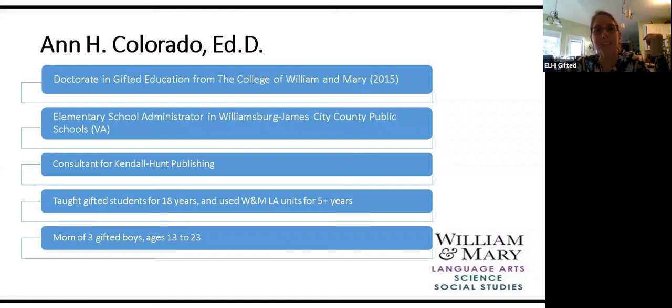ability learners. I'm now an administrator though, so I've gone to that side, some people say, and I'm an elementary school assistant principal here in Williamsburg, Virginia. And I'm also the mother of 3 boys. All of them have been identified gifted when they were in elementary school. And the oldest one is 23 now, and then I have a 20-year-old and a 13-year-old. So it's been really important for me to see gifted ed and teaching high ability kids through the lens of a parent as well as a teacher and now an administrator. So that's a little bit about my background.